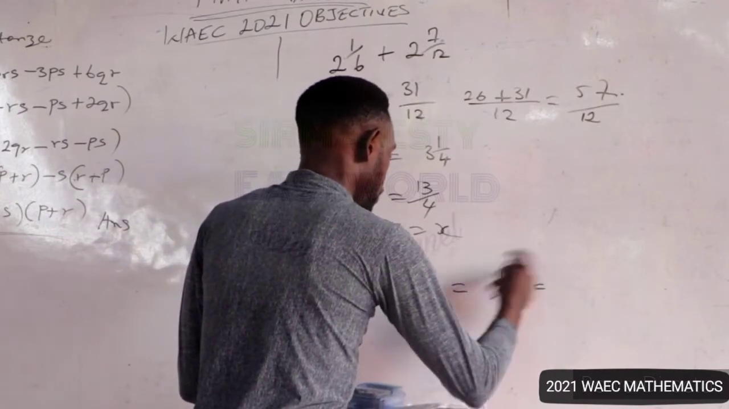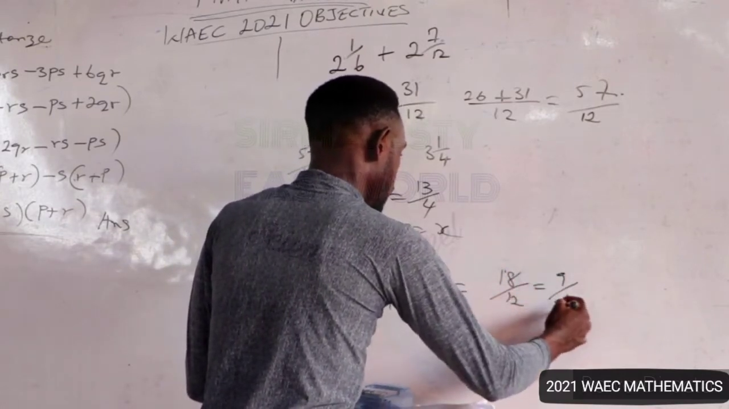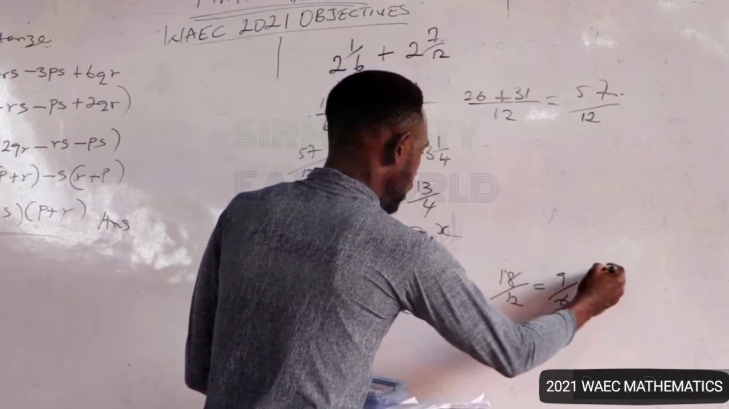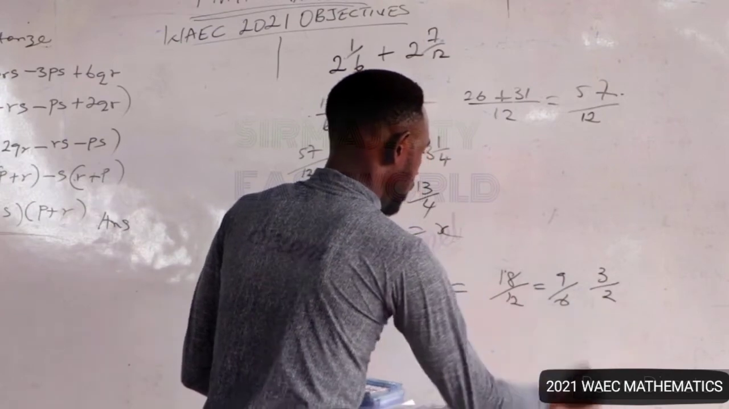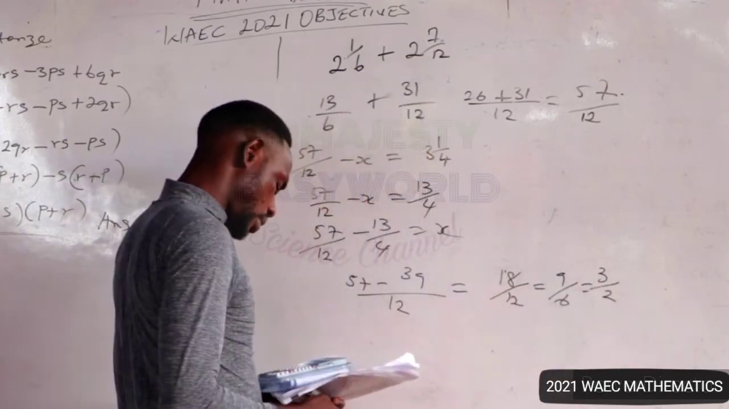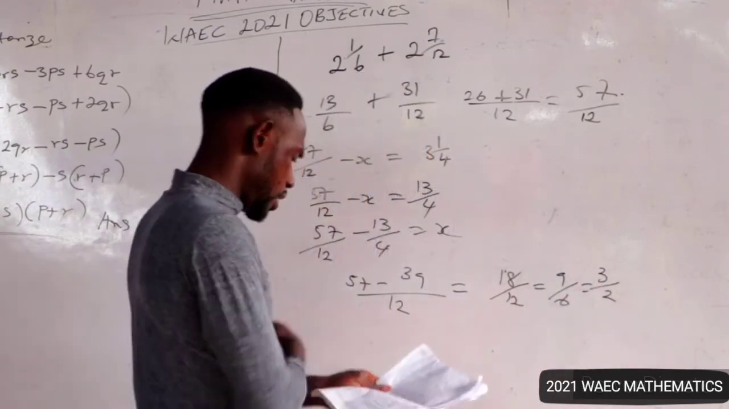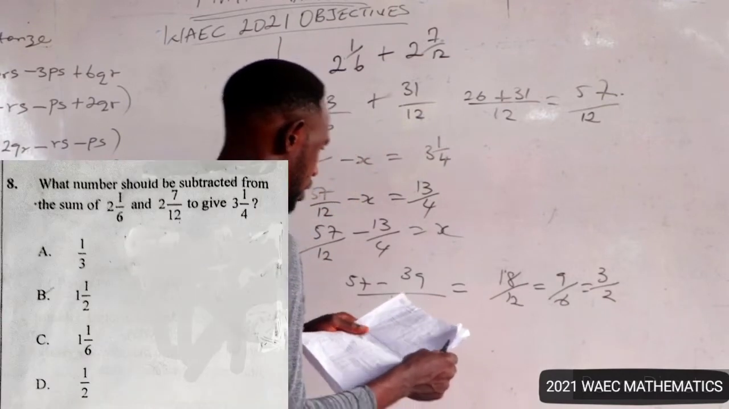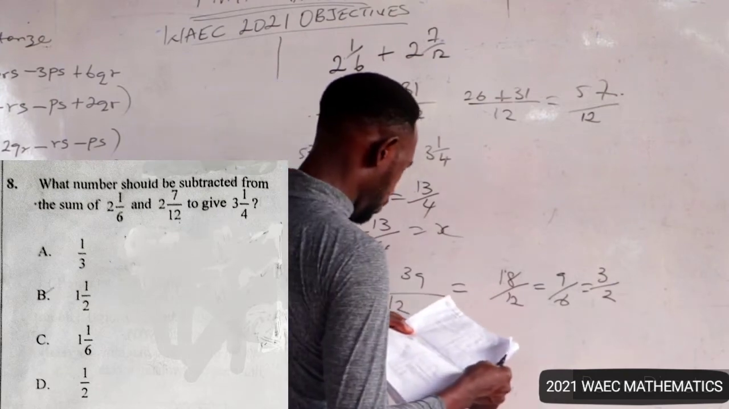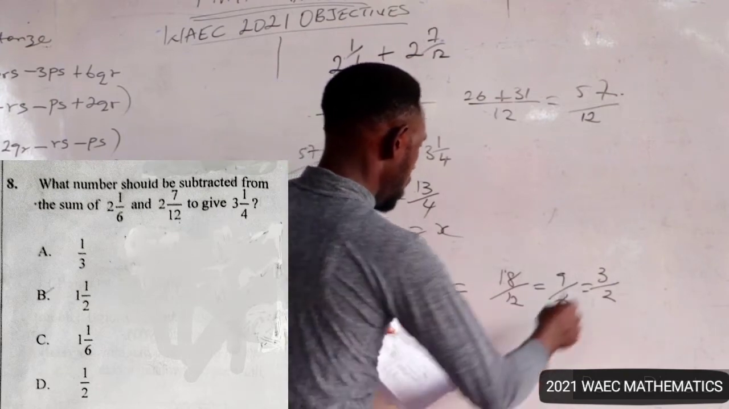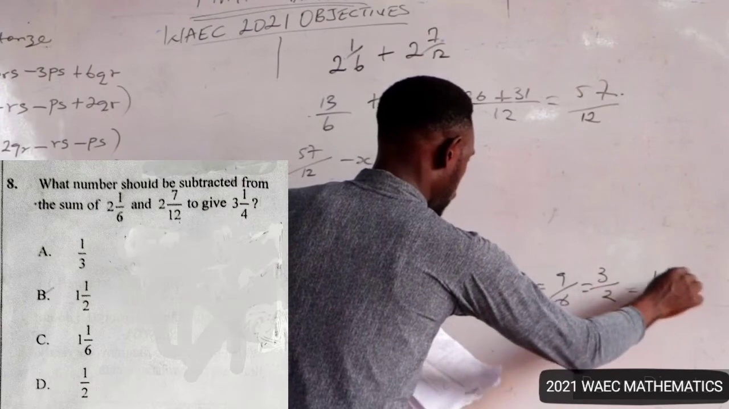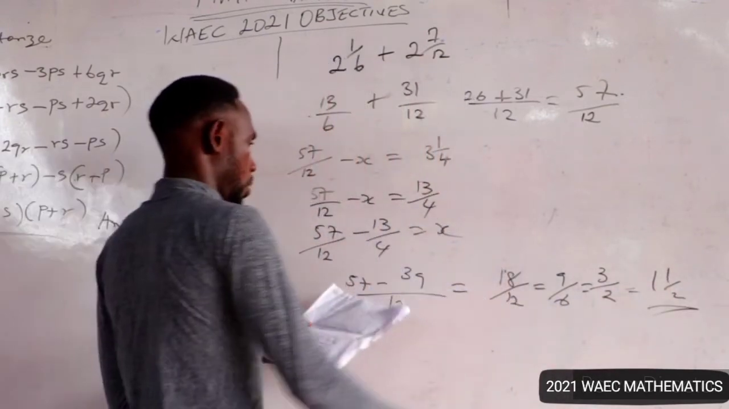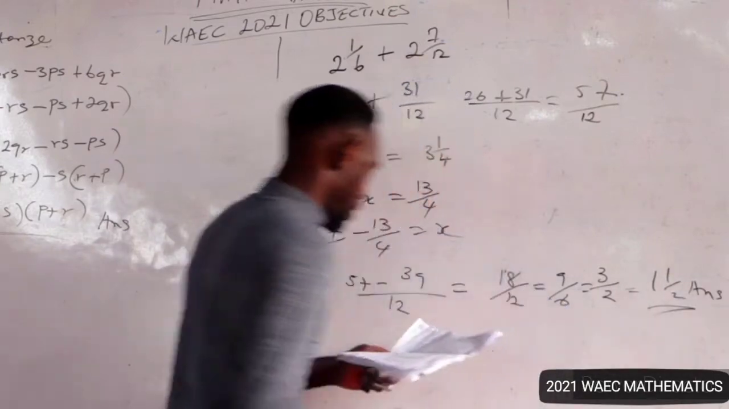We break down, 2 can still go, 9 over 6. Then 3 can still go. If 3 goes, it becomes 3 over 2. Yeah, 3 over 2. Let's check our options. They give the answer as a mixed fraction, that is B or C. This is equivalent to 1 whole number 1 over 2. So the answer is B. Option B is the correct answer.